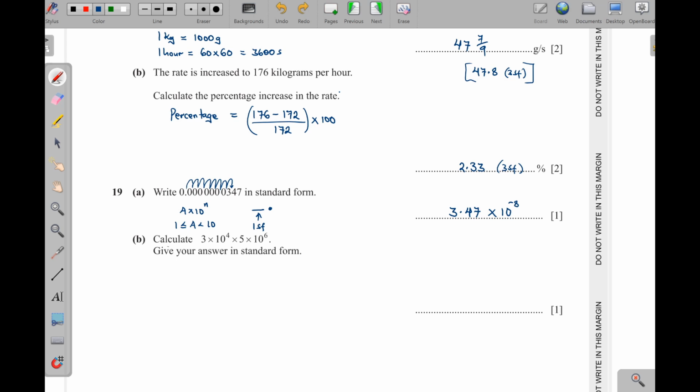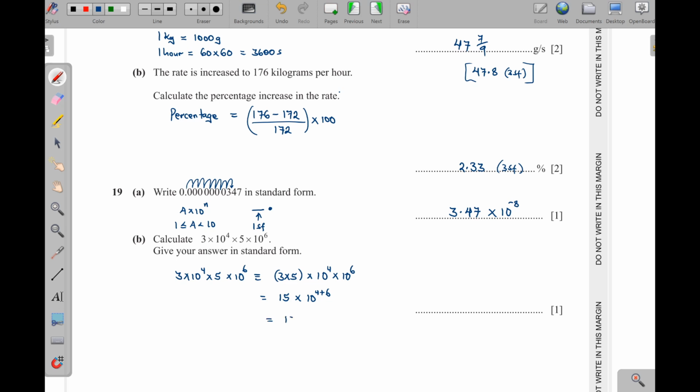And part B, calculate this one here. We give the answer in standard form. So 3 times 10 to the power of 4 times 5, then times 10 to the power of 6. We shall get 3. First multiply it with the 5. Okay. And then, what else? Then this will be 10 to the power of 4 times 10 to the power of 6. This one will give us 15. And then here, since the bases are the same and we are multiplying, then we shall add the what? The powers. You see that?